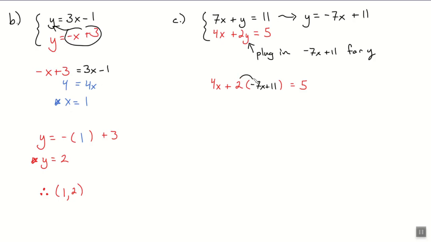Okay, I like that word. So I'm going to rewrite it. It's all going to be red now, though. I'm not going to take the time to switch. We get 4x plus, what's 2 times negative 7x? Negative 14x. Oh, wait, plus 22. 22, still equals?